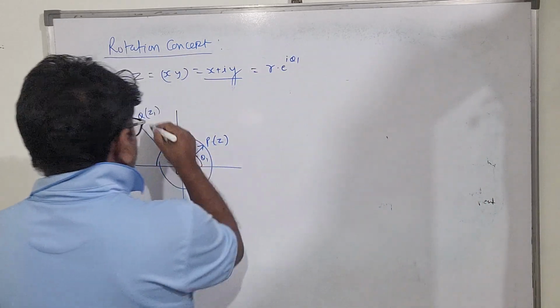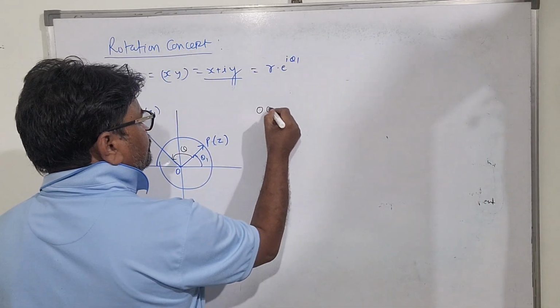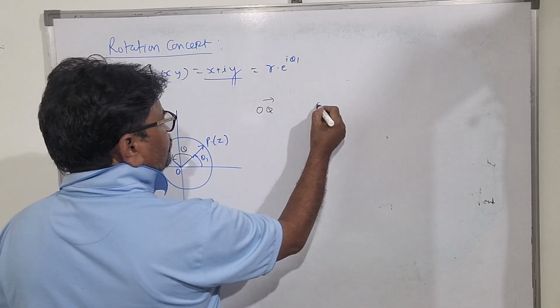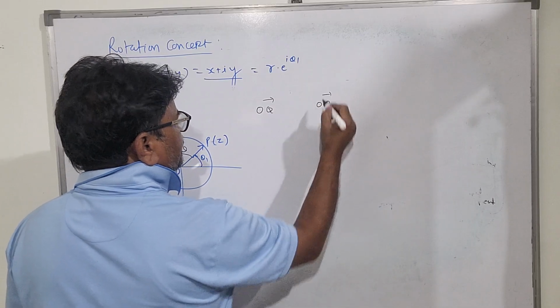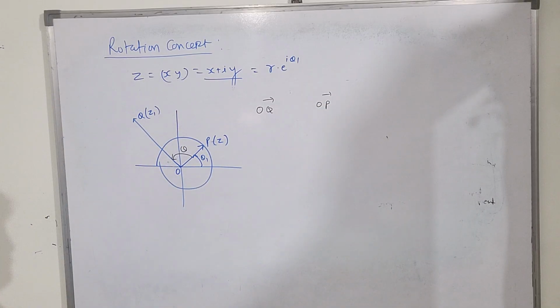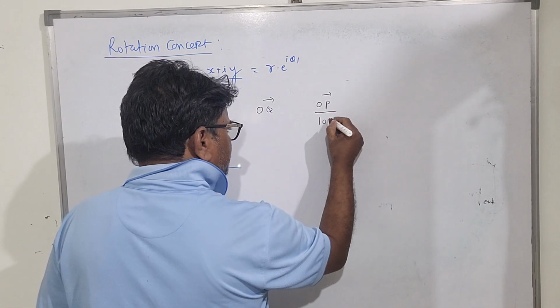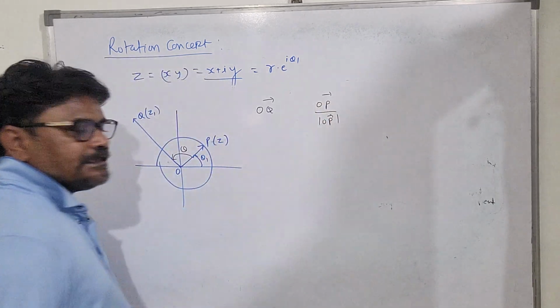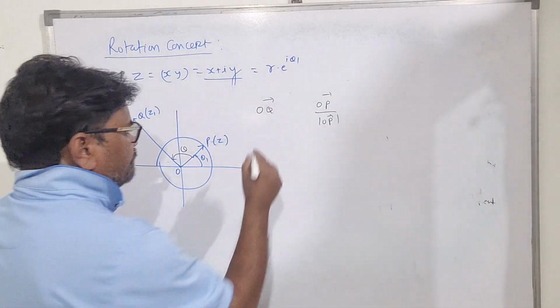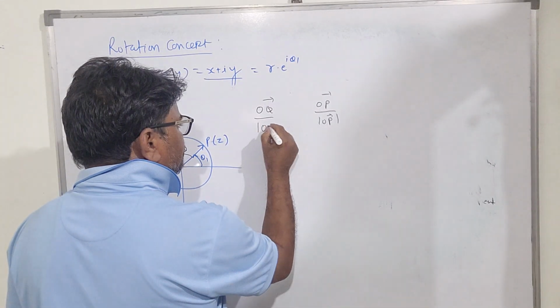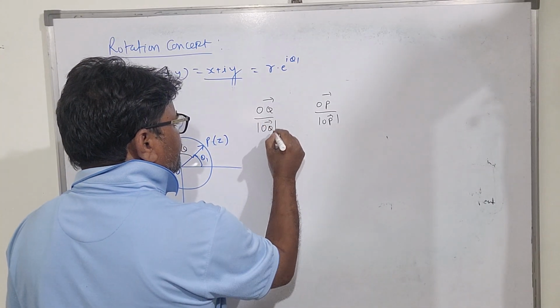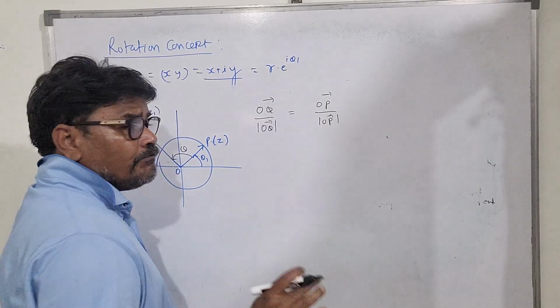See, this is the OQ vector and this is your OP vector. Correct? When the OP vector is divided by the magnitude of OP vector, it becomes the unit vector. And when the OQ vector is divided by the magnitude of OQ vector, it becomes the unit vector.